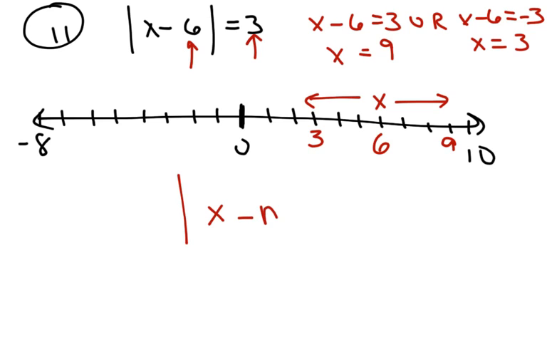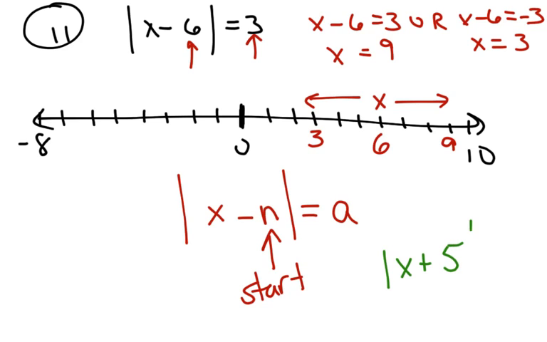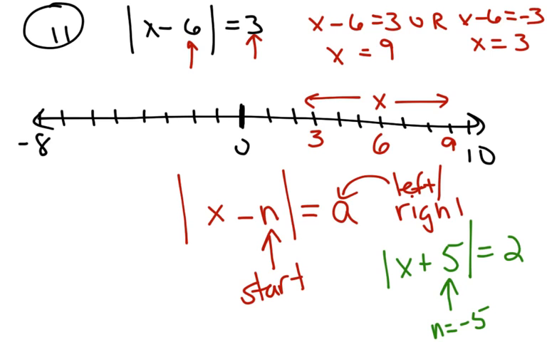So then I wrote this generalized equation that said n is your starting point. What if instead this had said x plus 5 equals 2? I would have started at negative 5, and then I would have gone 2 units to the right and 2 units to the left, and that's how I would have found out the answers were negative 7 and negative 3. And then this number tells you how far you go to the left and to the right of your starting point.